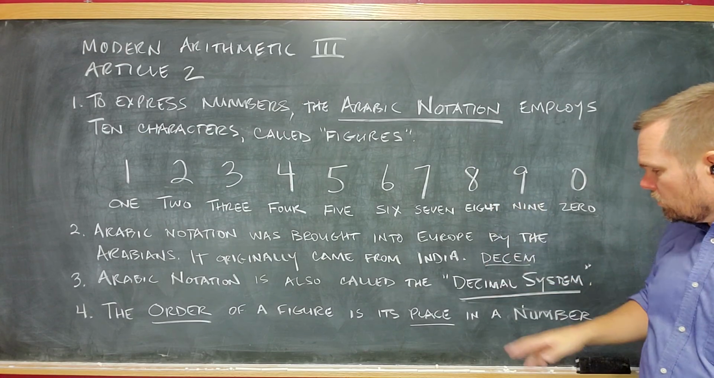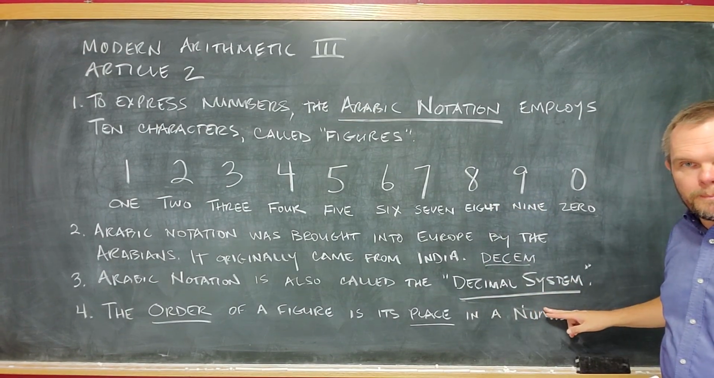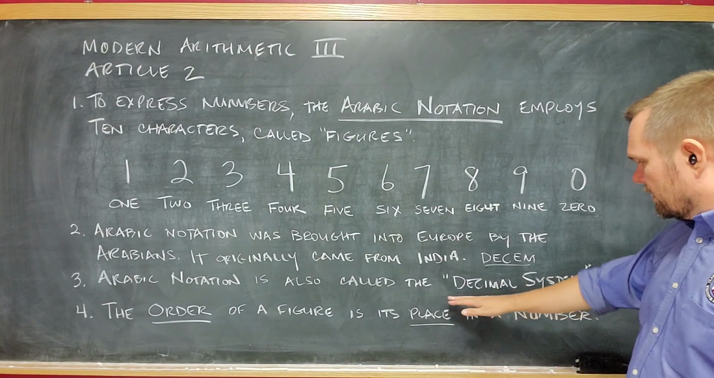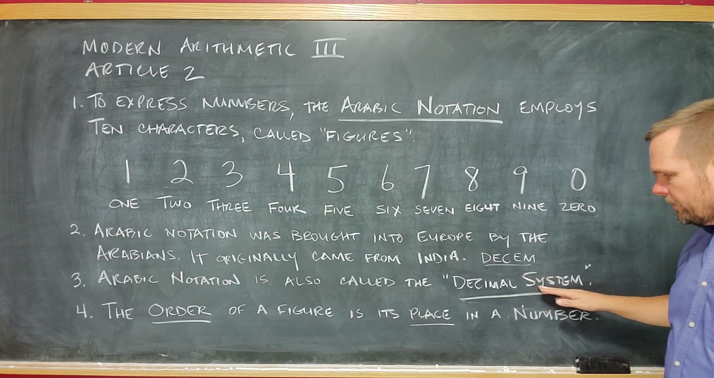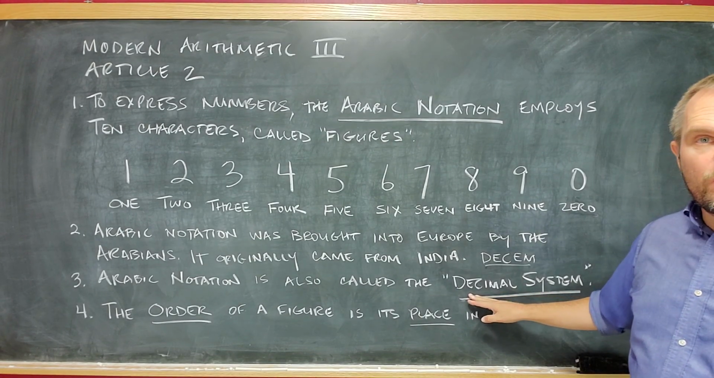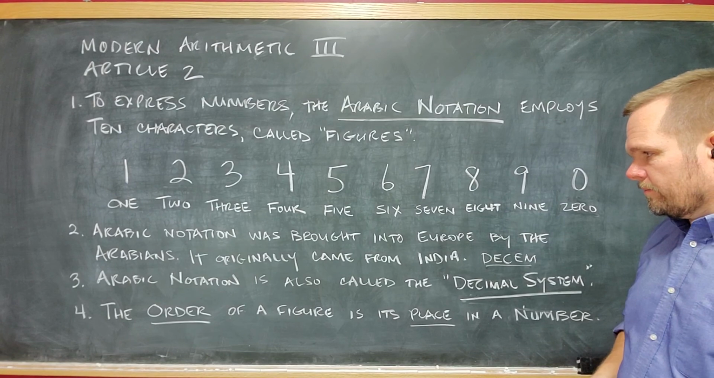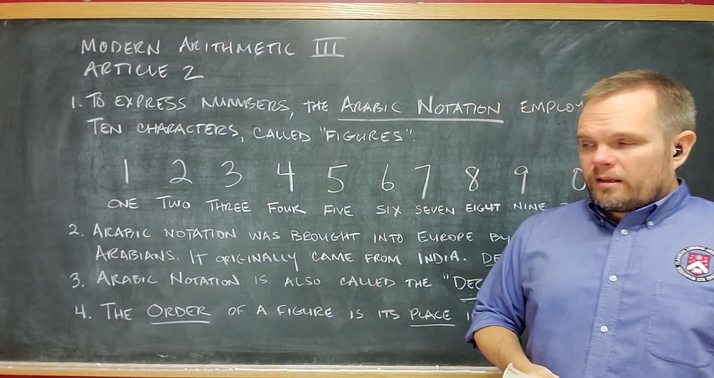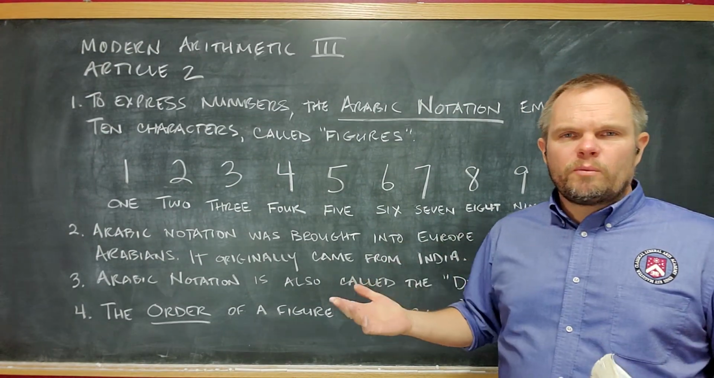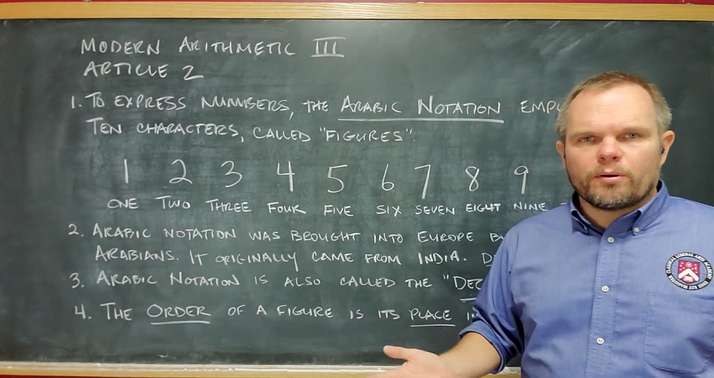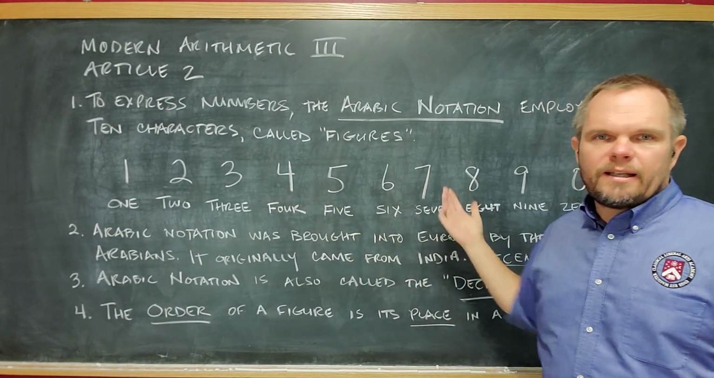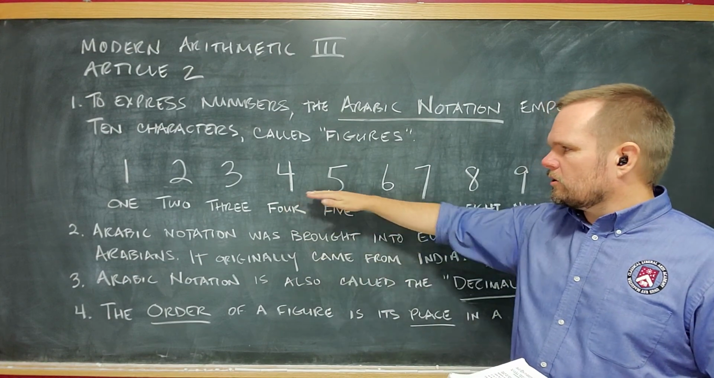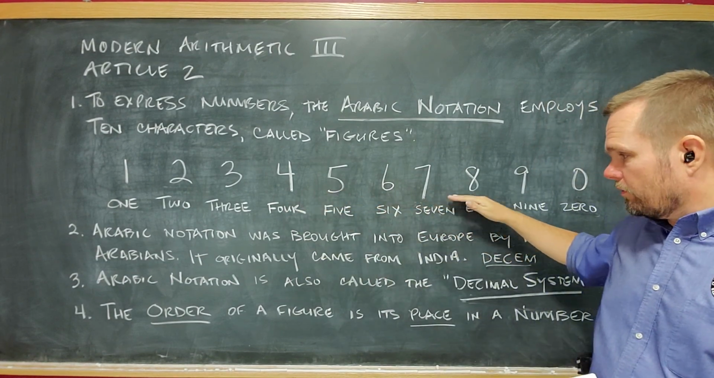Okay, so it's called the decimal system. I hope that helps clarify what that name means. The decimal system, a system that uses 10 or decem figures. Right? And then lastly, we have to ask the question, how? How can we express any number using just 10 figures?